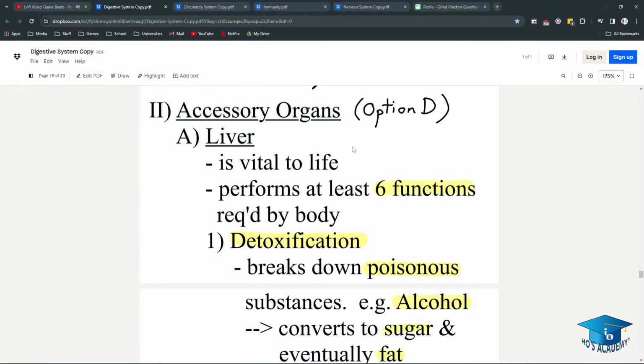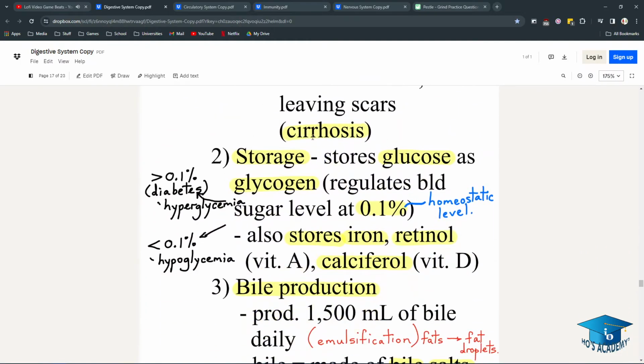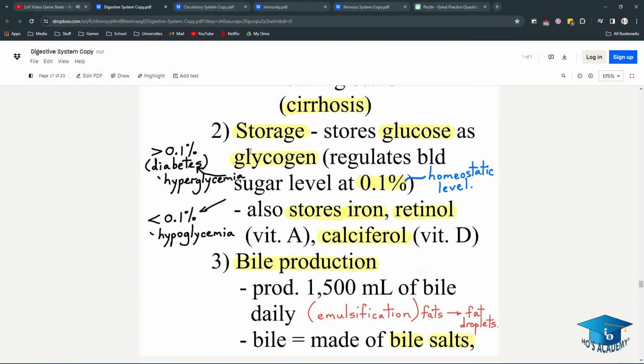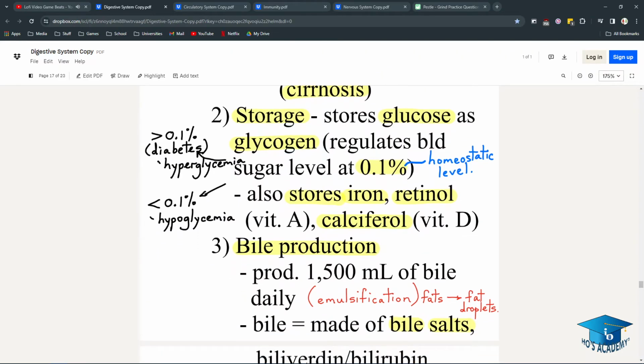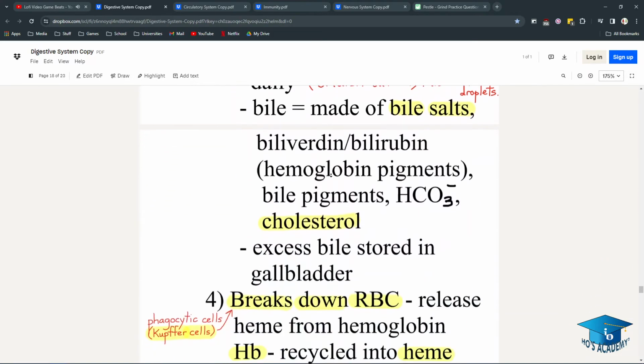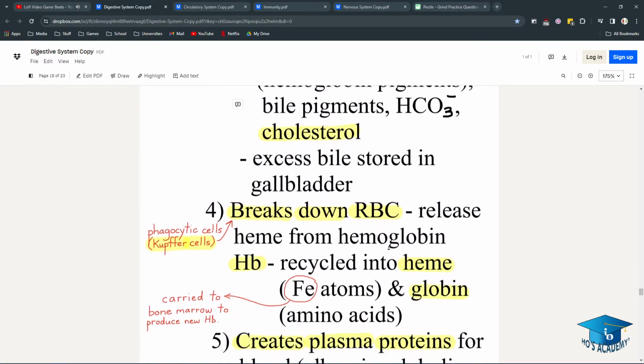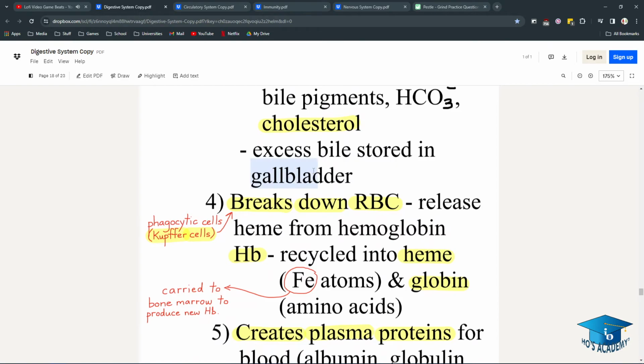But briefly, the liver has 6 functions. Detoxification of alcohol and poisons. Storage: glucose is stored as glycogen for keeping blood glucose at 0.1%. It also stores iron, vitamin A, and vitamin D. It produces a lot of bile, which is made mainly of bile salts and cholesterol. Excess bile is stored in the gallbladder.